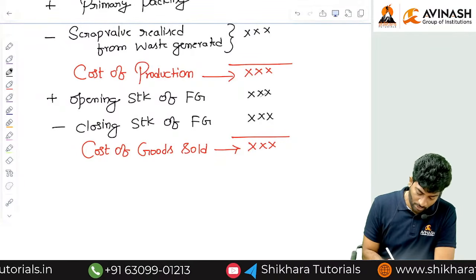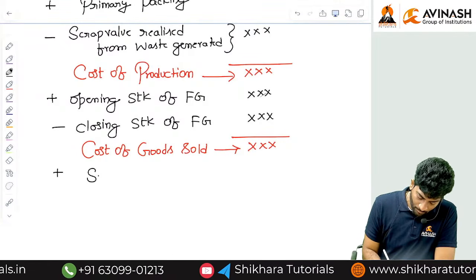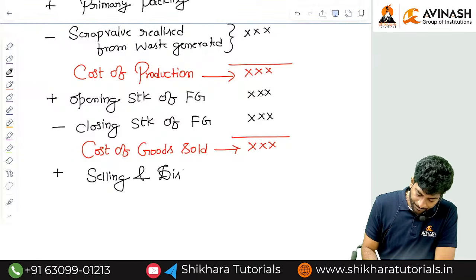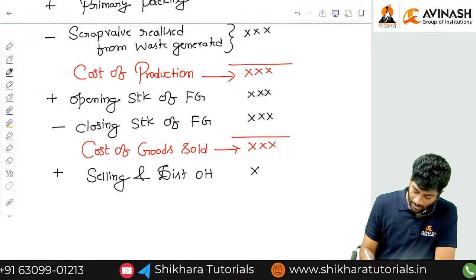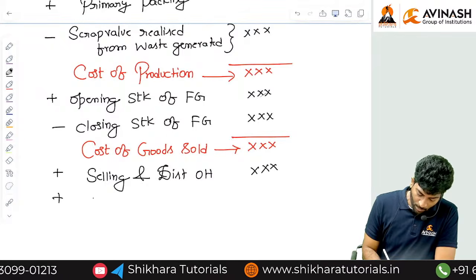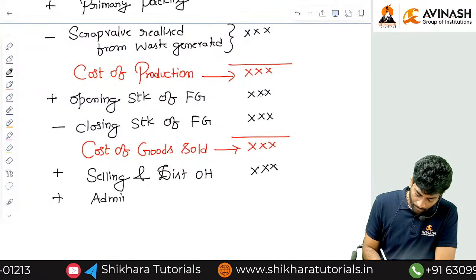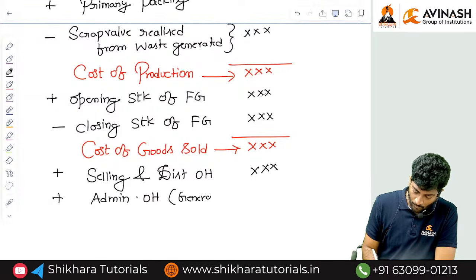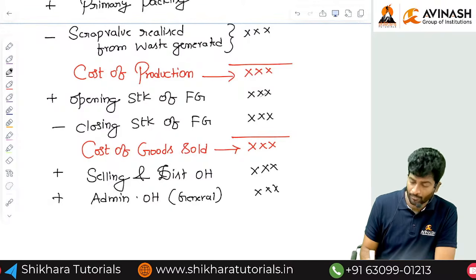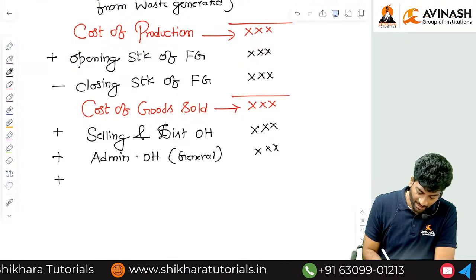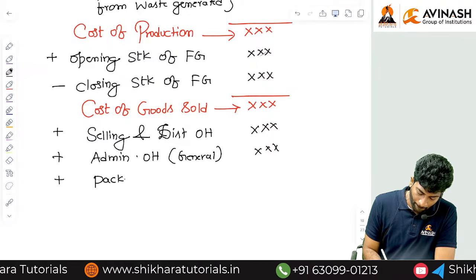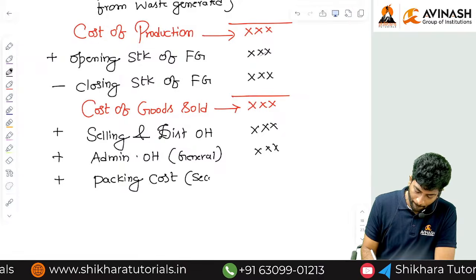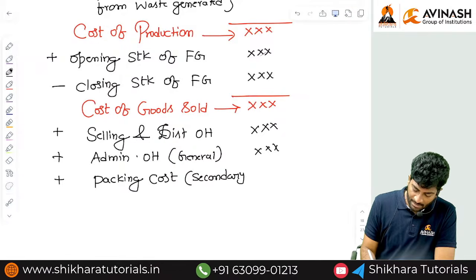Now for this cost of goods sold, I'm going to add selling and distribution overhead, any administration overhead, general in nature. Packing cost, secondary.